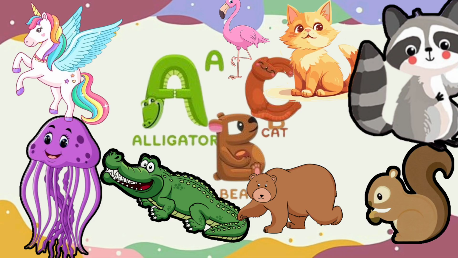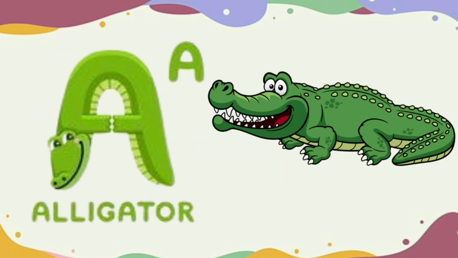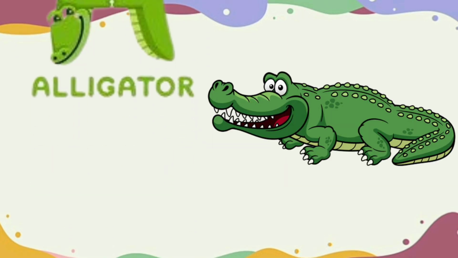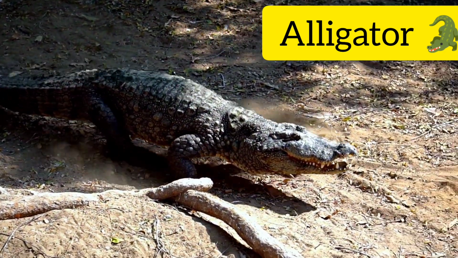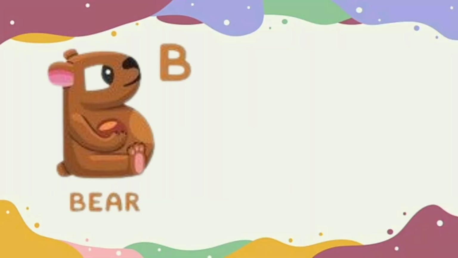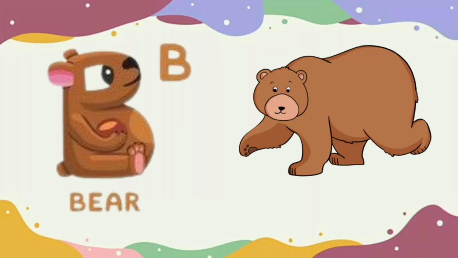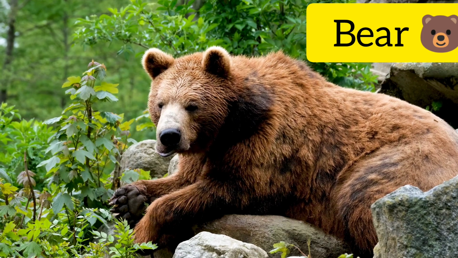Today we will explore the world's animals from letter A to Z. Let's start. A for alligator. A sound a. B for bear. B sound b. Bear.